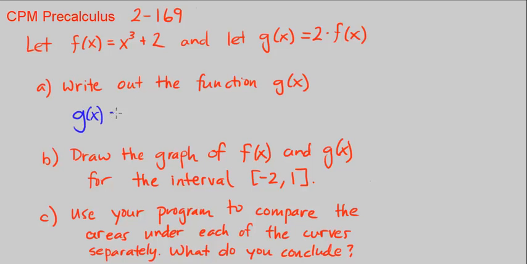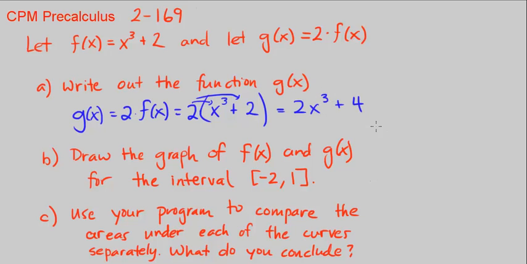G of x we know is 2 times f of x, right? And that's the same thing as 2 times f of x is x cubed plus 2. So if I write it just like this, I am wrong. Why am I wrong? Because I have to make sure to put parentheses around the whole function, because the 2 is multiplied by the whole function, and the 2 gets distributed in. So that's 2x cubed plus 4. Okay? So this is part A. G of x is 2x cubed plus 4.